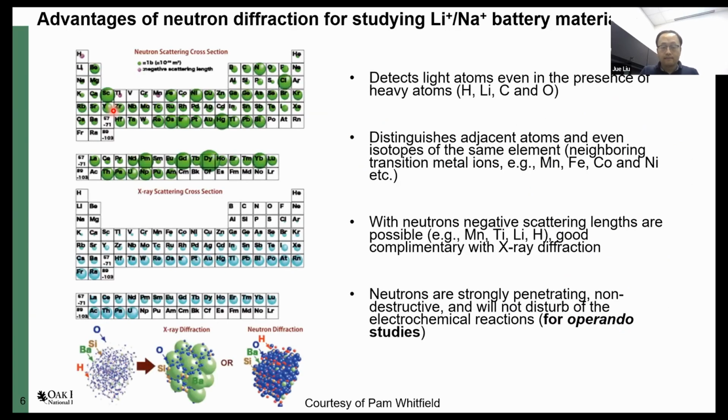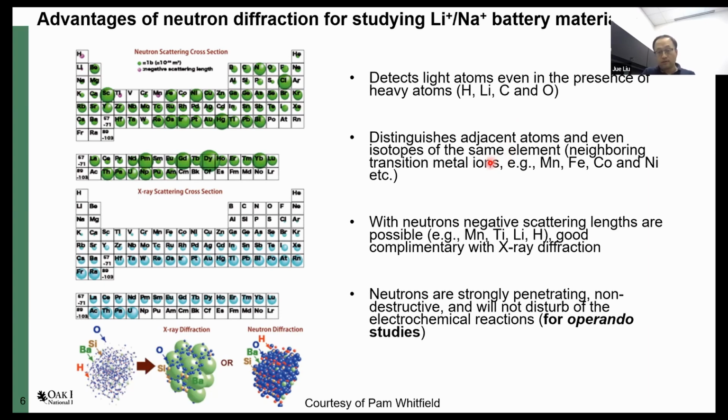So neutron diffraction is very useful for the study of battery materials. There are a few unique advantages. One of them, which I think has been highlighted many times, is that it can be used to detect light elements, even in the presence of very heavy elements, because of the reasonably large coherent scattering length of these light elements. One good example very relevant to the study of lithium-ion batteries is lithium and oxygen, and to a large extent also carbon, which has been broadly used as an anode for the lithium-ion battery.